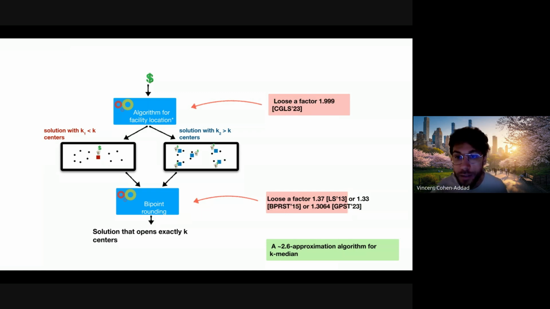But we're a little bit at the end of this road, of this research direction, because okay, we can lose a factor 1.99999 for this, but we won't be able to go much farther than that. 1.73 is the limit for the Lagrangian multiplier preserving, and the bipoint rounding we have managed over the last 10, 12 years to go down from 1.37 to basically 1.3. So in that context, we just go down to roughly 2.6. And so we were stuck there.